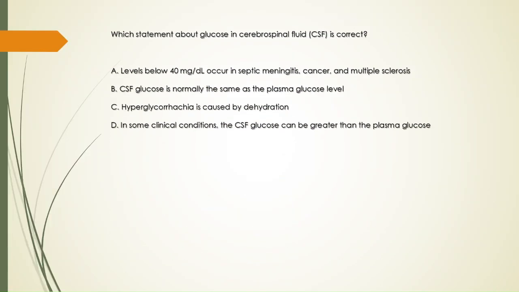Which statement about glucose in cerebrospinal fluid, CSF, is correct? A. Levels below 40 mg per deciliter occur in septic meningitis, cancer, and multiple sclerosis. B. CSF glucose is normally the same as the plasma glucose level. C. Hyperglycemia is caused by dehydration. D. In some clinical conditions, the CSF glucose can be greater than the plasma glucose.